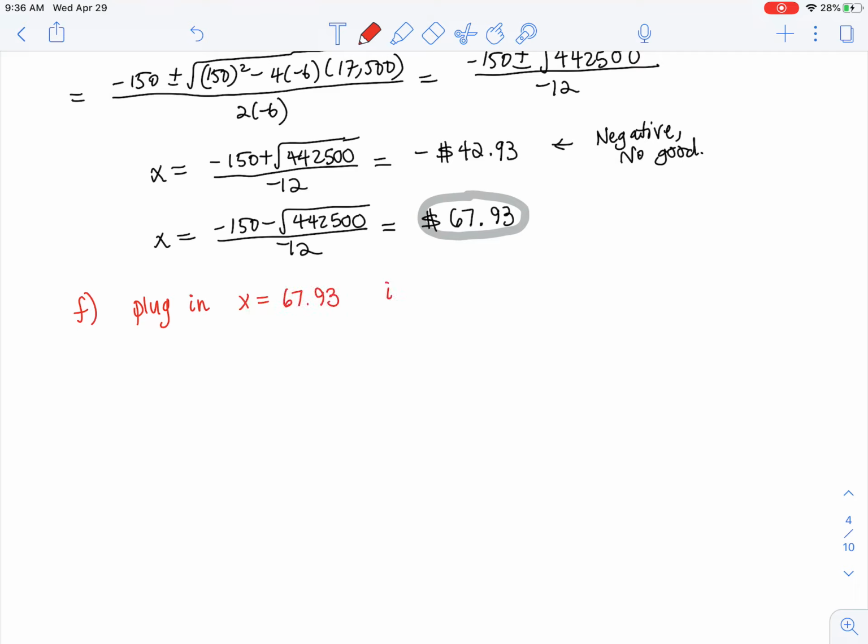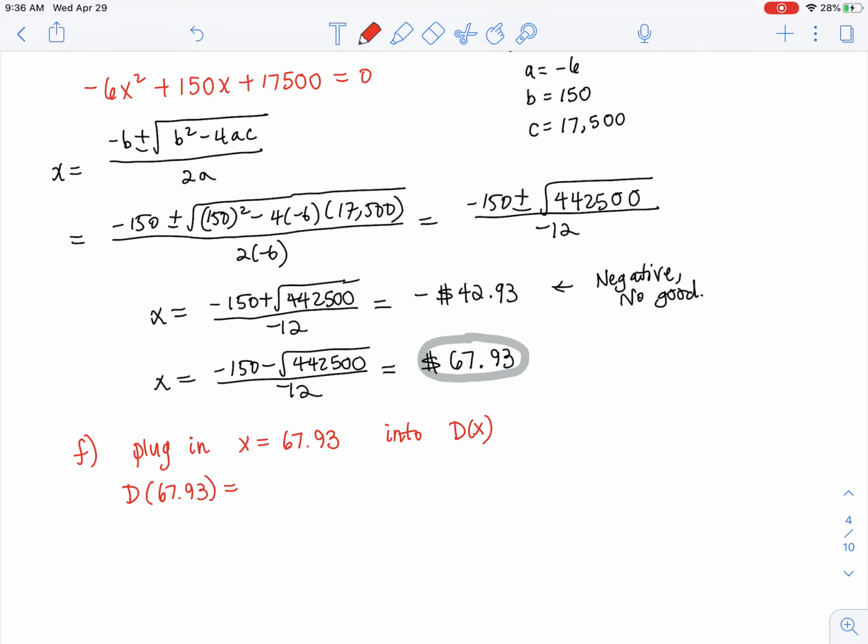Plug in x equals 67.93 into D of x, the demand function. Okay, so D of 67.93. And don't plug this into the elasticity function. Guess what you will get if you plug this into the elasticity function?